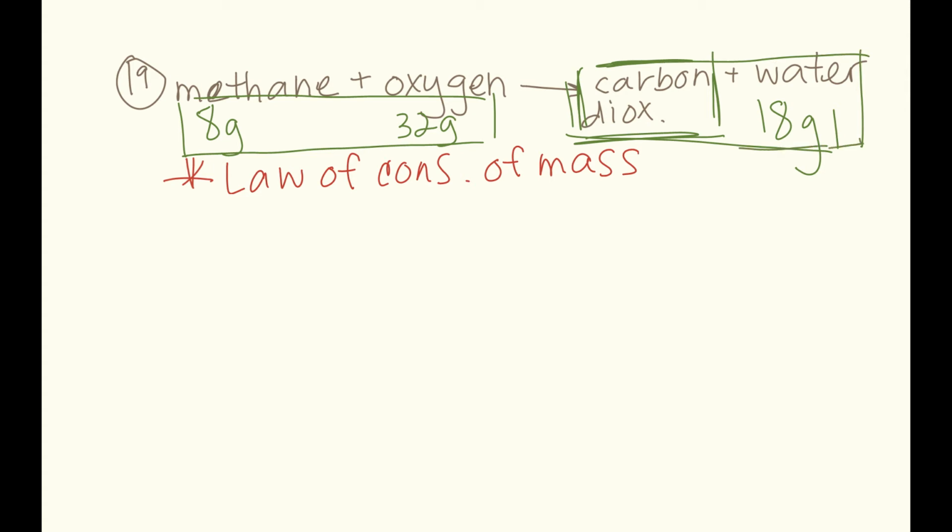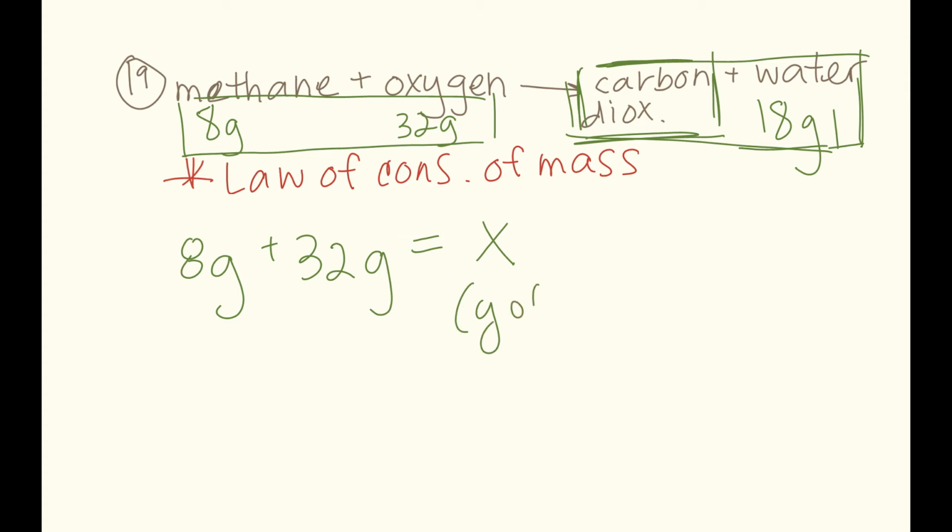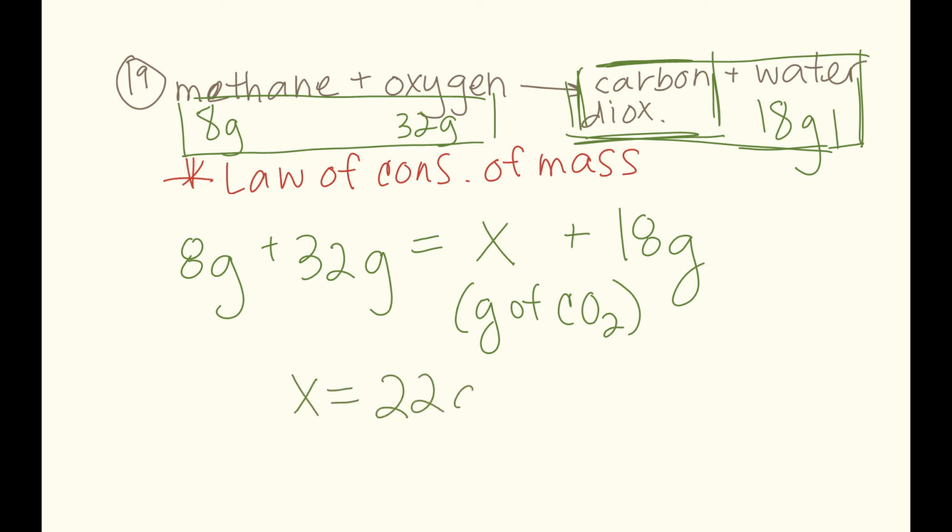So right now I have 8 grams plus 32 grams equals X. This is my grams of, I'm going to put CO2, carbon dioxide, most of you know that formula, plus 18 grams. And if you actually solve it, X should equal 22 grams. And that is your answer.